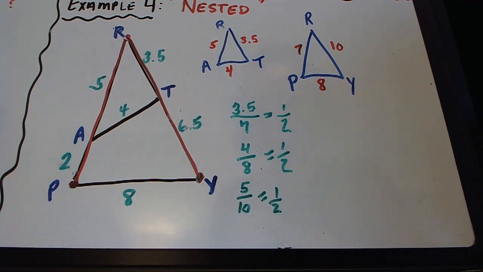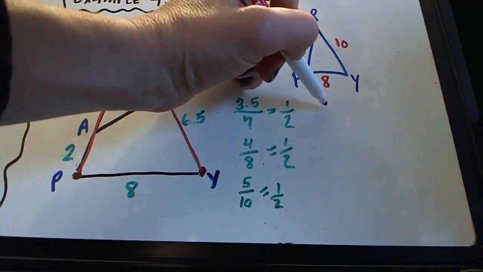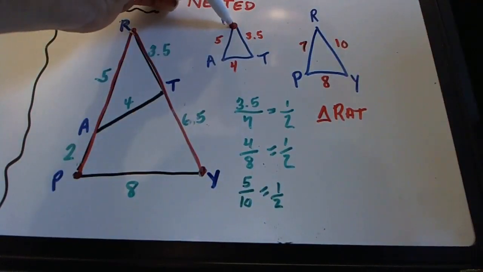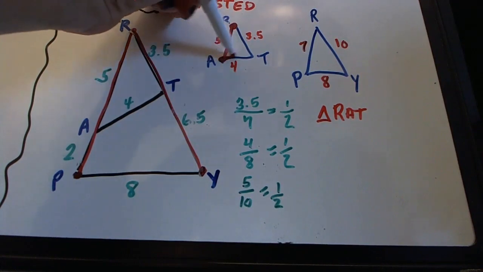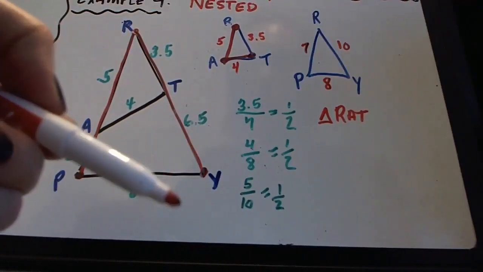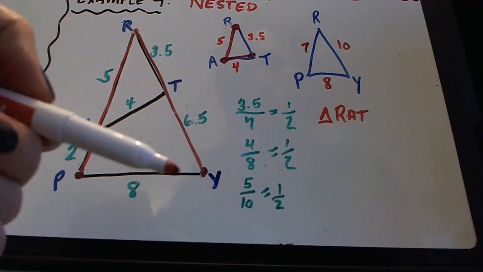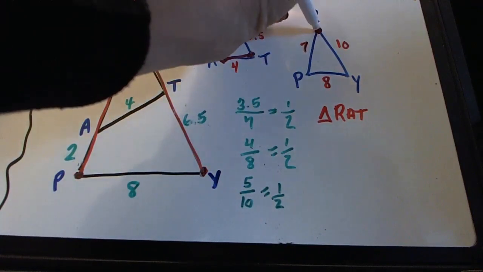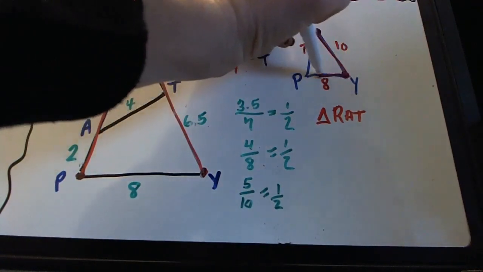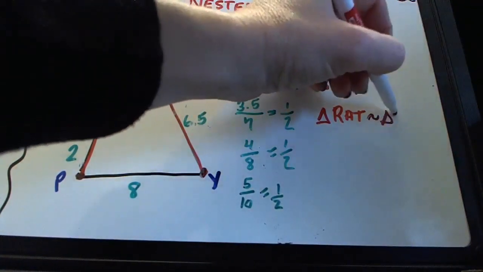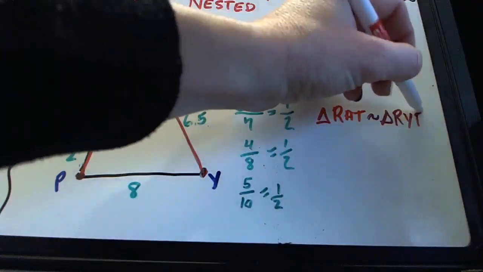So when I write the similarity statement, I need to make sure if I say triangle RAT, I traced large, then medium, okay, to get those vertices or those angles. And then I have to trace large to medium. So over here, I'm going large to medium. So that way I would have to say similar to triangle RYP by triple side.